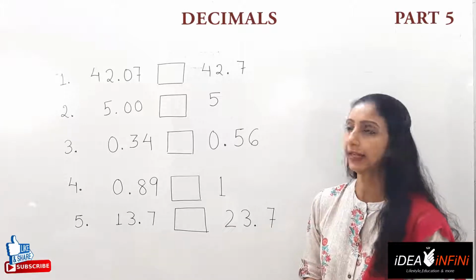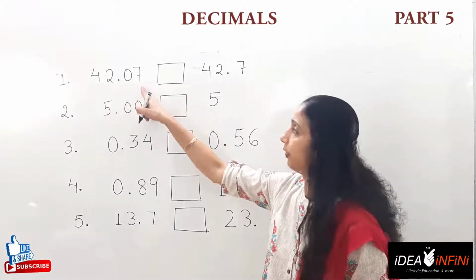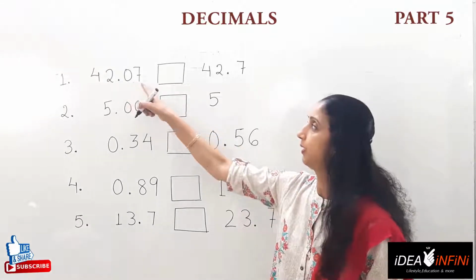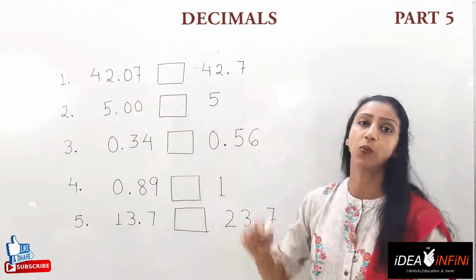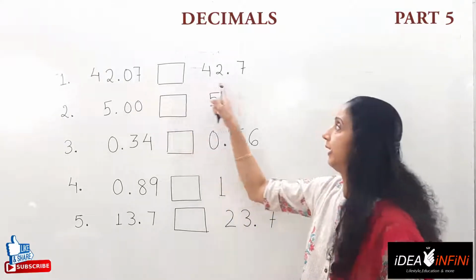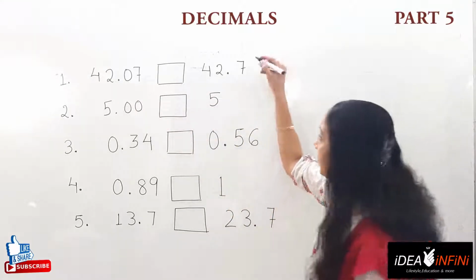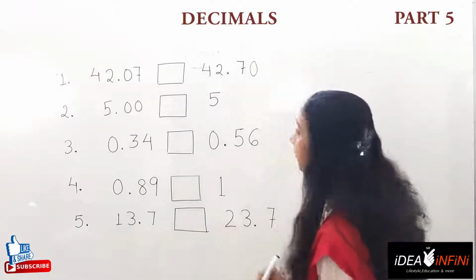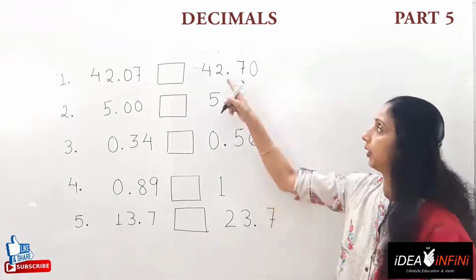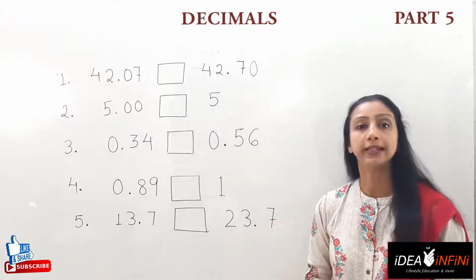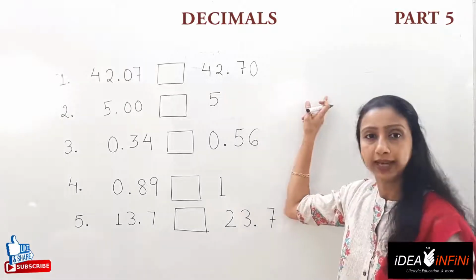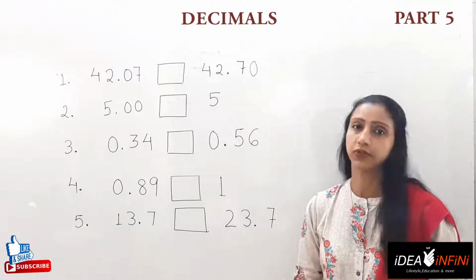First of all, what we see is, are the number of digits after the decimal equal in 42.07 and 42.7? No. Here there are two decimal places, here there is only one. So as I told you, we put a 0 after 7. It will not change the number because 42.70 is same as 42.7. As many zeros as I can put here, it will not change the number.